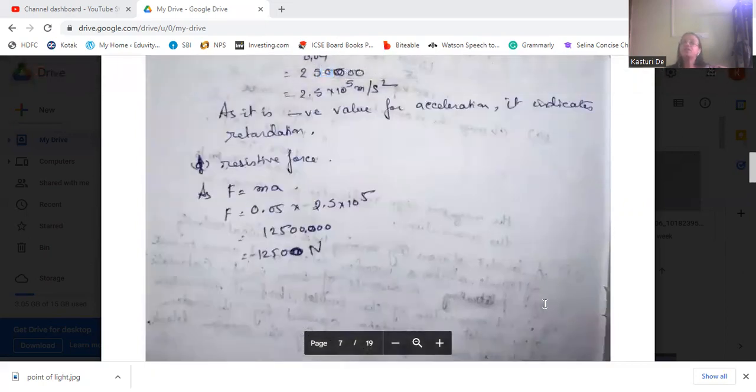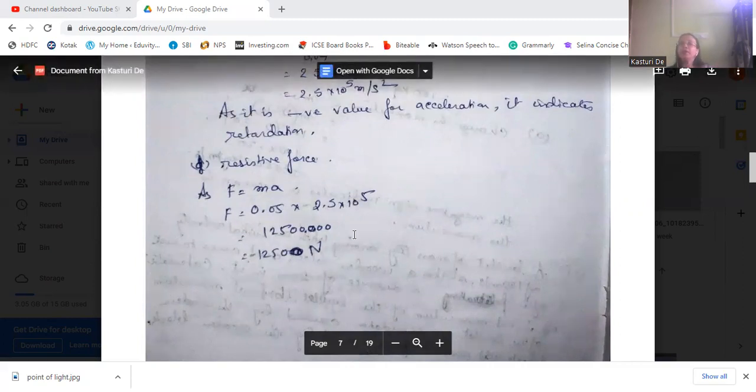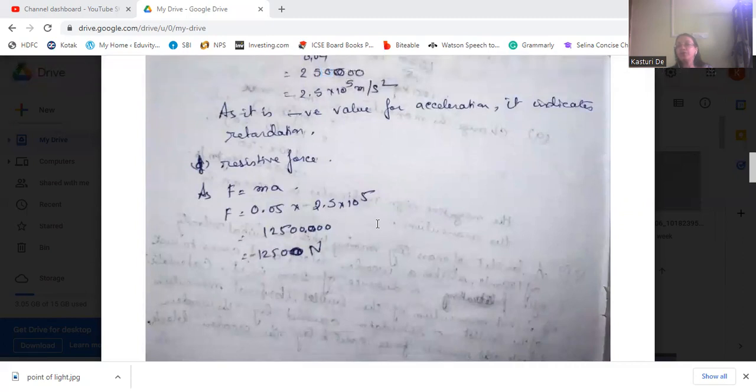Okay. Now the resistive force, how much force was applied to stop this bullet? So F is equal to ma, that means 0.05 into 2.5 into 10 to the power 5, that is equal to minus 12,500 Newton. Again, why is it minus? Because it is a resistive force. It is stopping the bullet.